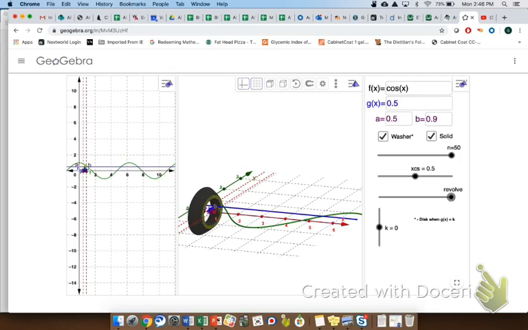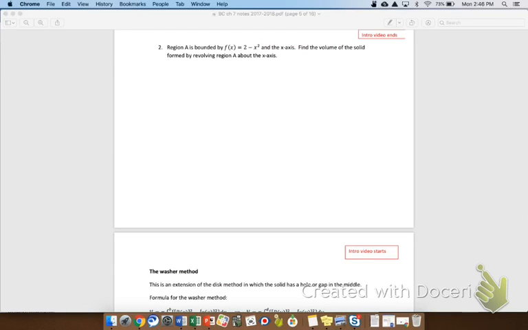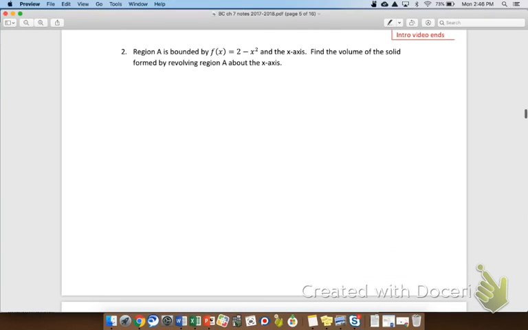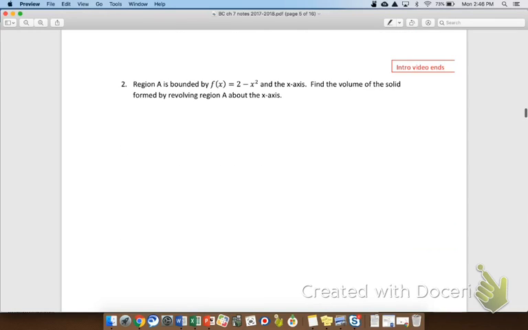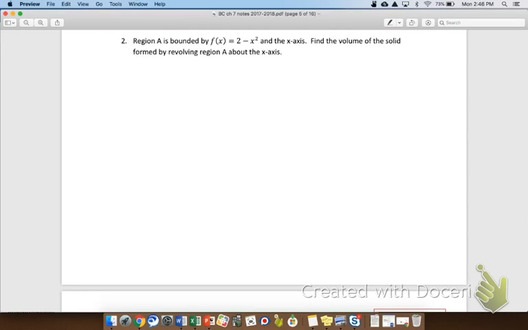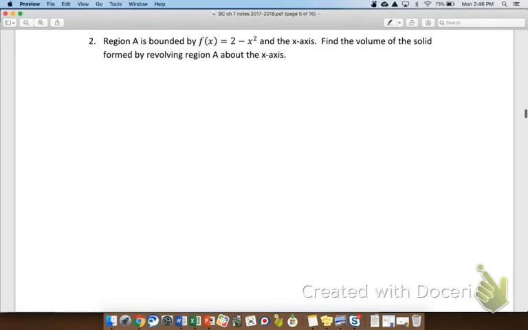So right here, this is number 2, and if you want to see number 1, you need to watch the intro video. Number 2 is a nice one. It says, region A is bounded by the x-axis and that graph. Find the volume of the solid formed by revolving region A about the x-axis. If you can just graph this yourself, that's great, without a calculator. If you want to use a calculator to graph this, it's okay too.